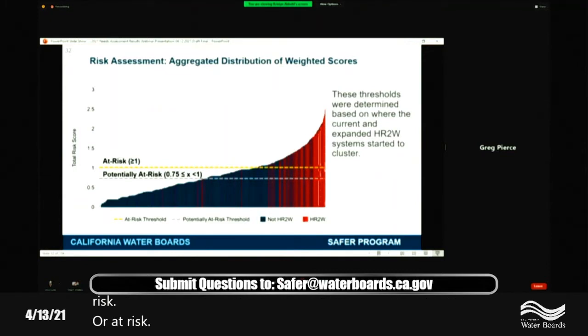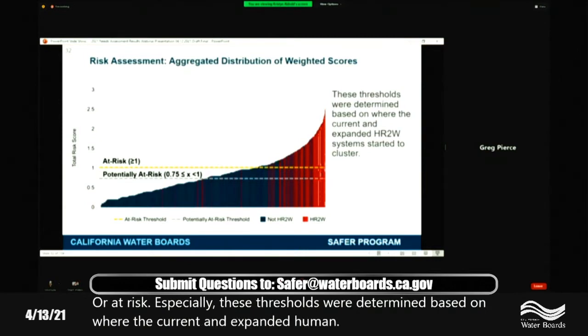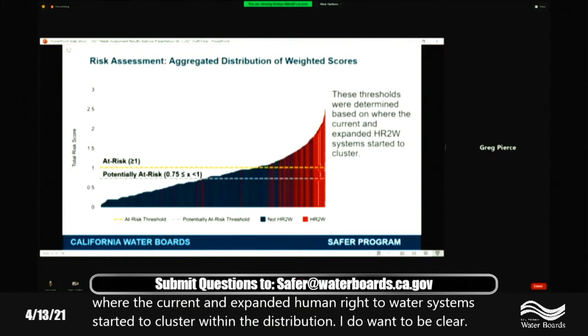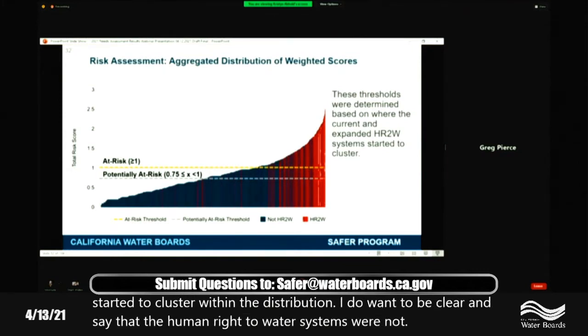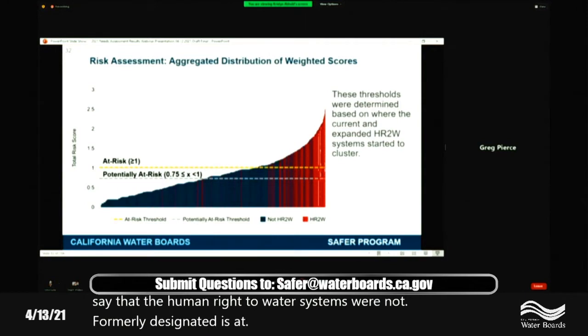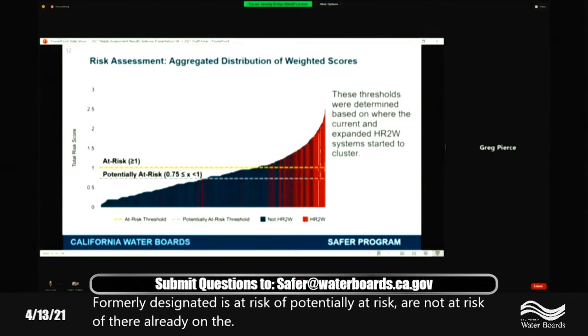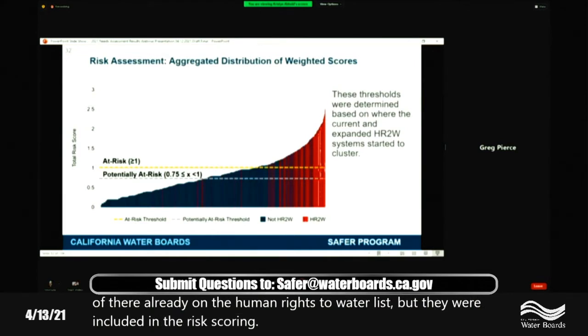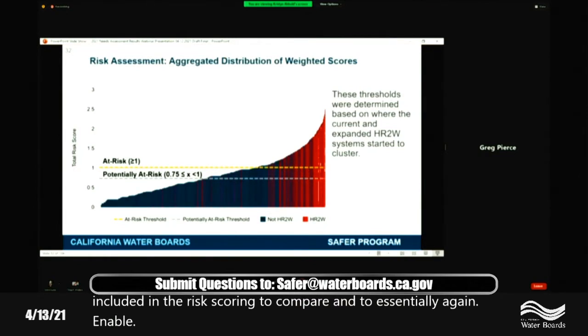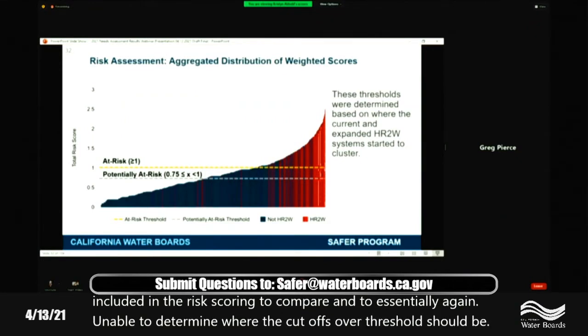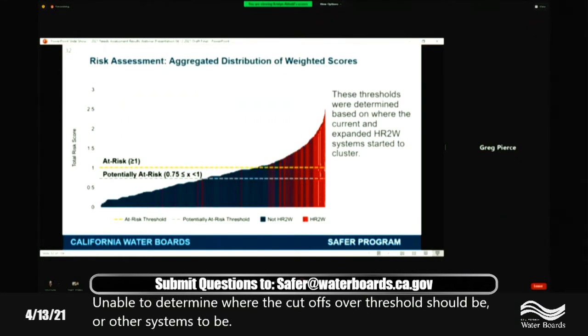Essentially, these thresholds were determined based on where the current and expanded human right to water systems started to cluster within the distribution. I do want to be clear and say that the human right to water systems were not formally designated as at risk or potentially at risk or not at risk, because they're already on the human right to water list. But they were included in the risk scoring to enable us to determine where the cutoffs or thresholds should be for other systems to be designated as potentially at risk or at risk.